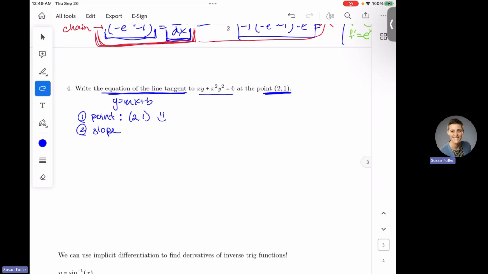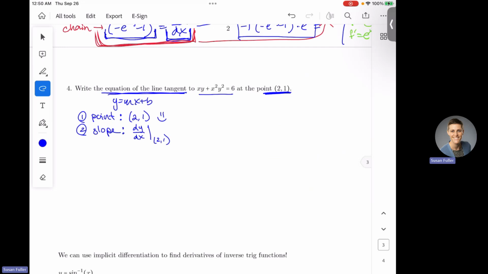Okay, great. So now I have the point and I just need to find the slope. How do we find the slope of the tangent line? Slope of the tangent line, that's the derivative. What we need to do is find the derivative, dy/dx, evaluated at our point. So we're going to take (2, 1) and plug it into dy/dx. That's going to tell us the slope at (2, 1), which is the slope of the tangent line. And then we can go from there.